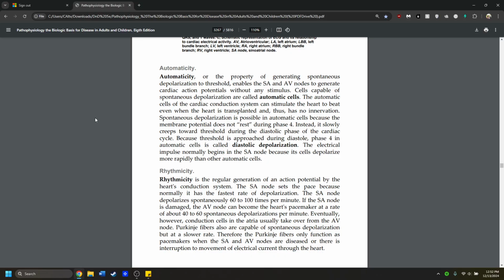Spontaneous depolarization is possible in automatic cells because the membrane potential does not rest during phase 4. Instead, it slowly creeps towards threshold during the diastolic phase of the cardiac cycle. Because threshold is approached during diastole, phase 4 in automatic cells is called a diastolic depolarization. The electrical impulse normally begins in the SA node because its cells depolarize more rapidly than other automatic cells.